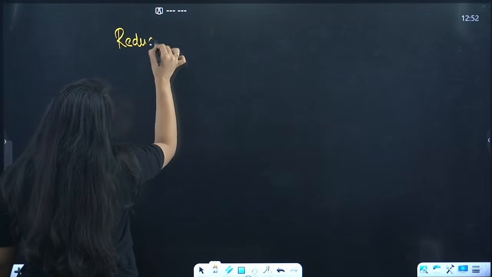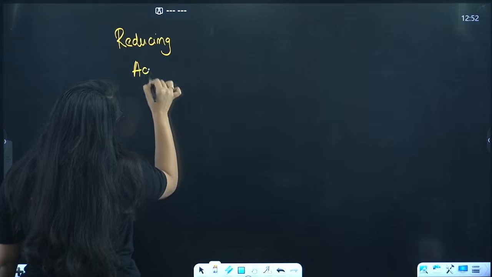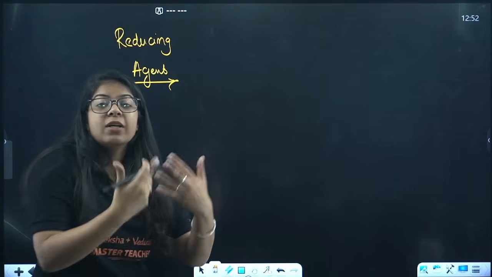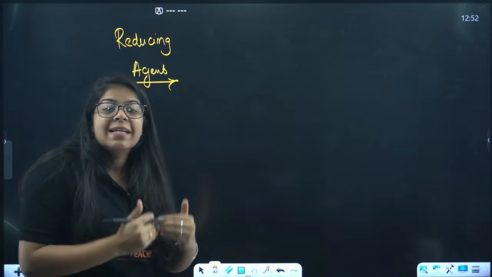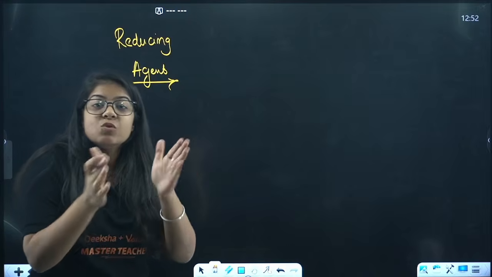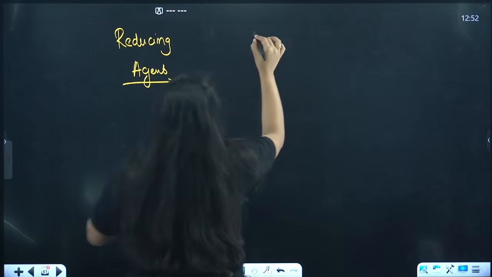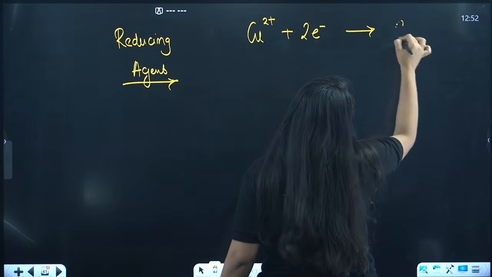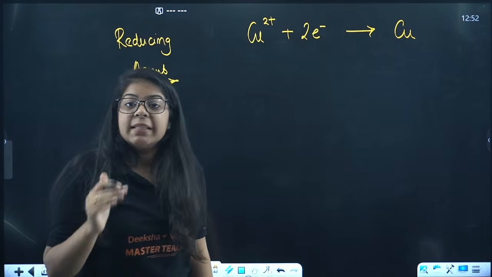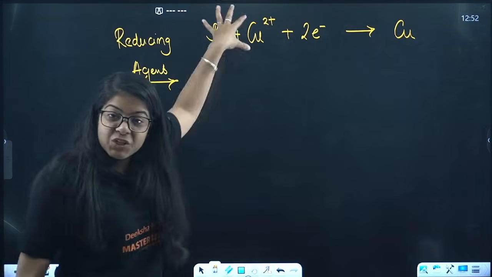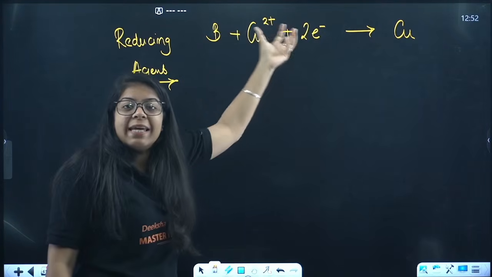Now beta, understanding reducing agent. Just like we had an oxidizing agent, the one which is helping another substance to get oxidized, a reducing agent is the opposite. It is helping another substance to get reduced, right? So what we had? Cu2+ plus 2 electrons gives Cu. So what is happening? There is an agent now. Okay, now the agent is B.